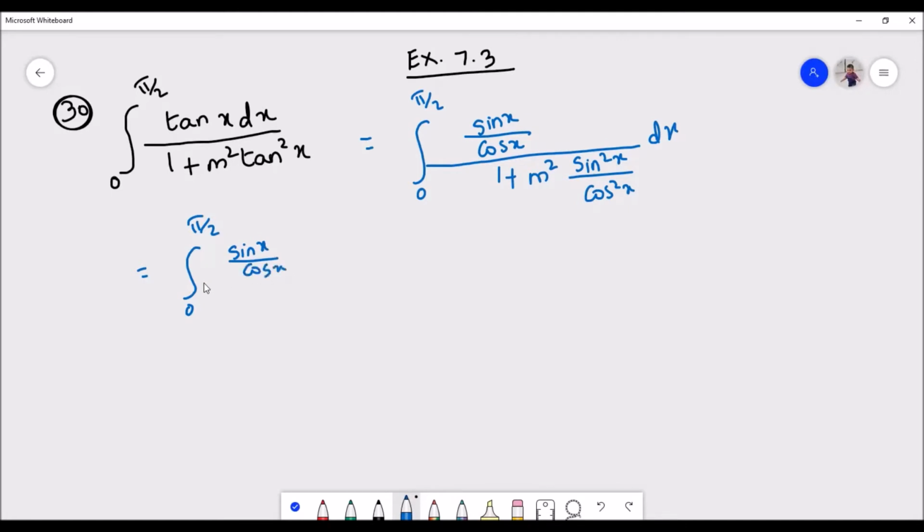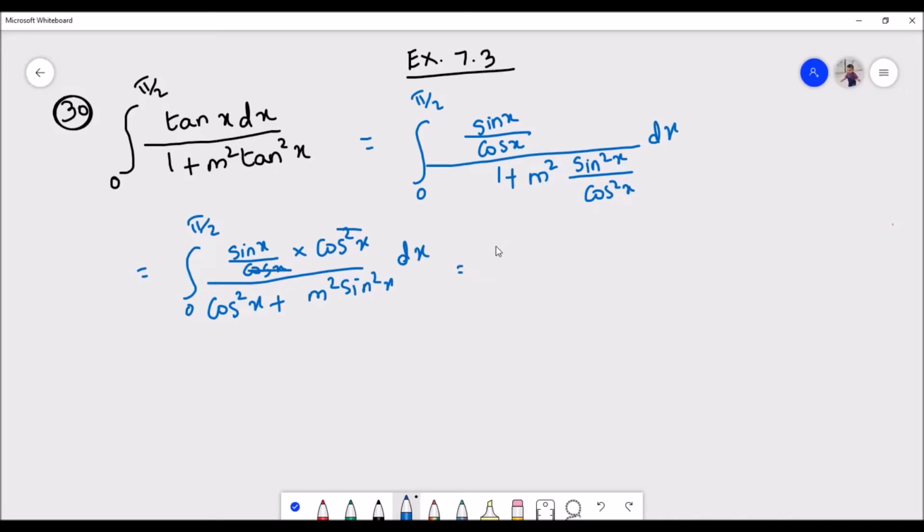Let me do the simplification of the denominator first. So cos square x is the LCM. That cos square x will come to the numerator as a reciprocal. And after taking LCM, the denominator comes as cos square x plus m square sine square x divided by cos square x. That one I have already taken to the numerator. So one cos x is cancelled here.